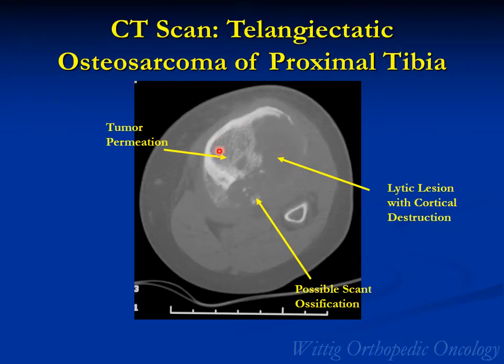Here's a CAT scan. There was no ossification demonstrated on the X-ray, but here's a CAT scan of the telangiectatic osteosarcoma. You can see where it's almost a moth-eaten appearance of the bone in this location. There's some ossification or mineralization in the actual tumor, and there's destruction of the cortex. The periosteum is not intact around this entire soft tissue component. This is the area of probably the Codman's triangle, and the tumor permeating in this area.